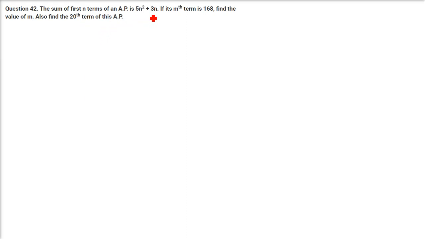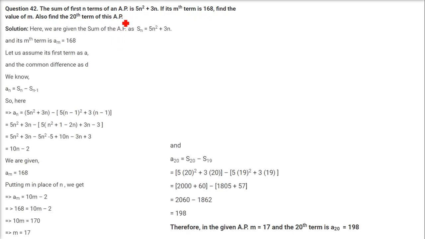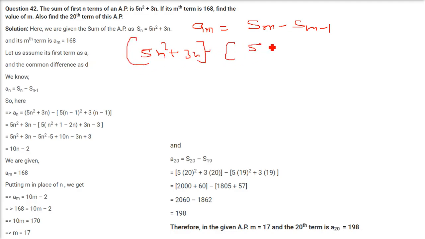The sum of first n terms of an AP is this one. If the mth term is 168, find the value of m. Also find the 20th term of this AP. The same thing we are going to apply: the mth term is Sm minus Sm minus 1. You can use m or n either way, because it doesn't matter. So this is Sn, 5n square plus 3n, minus 5 into n minus 1 whole square plus 3 into n minus 1.